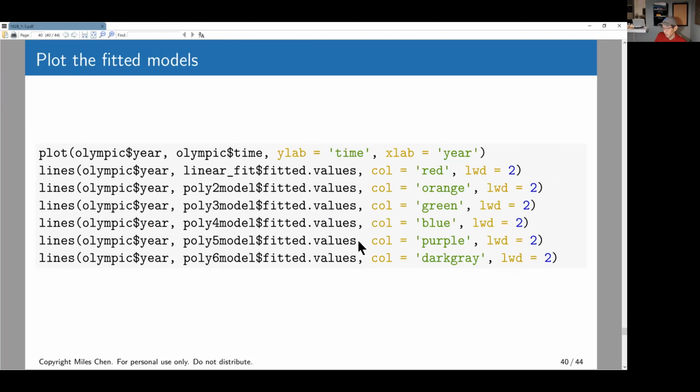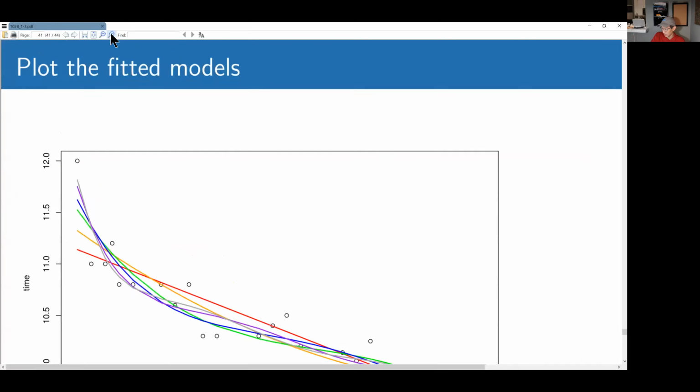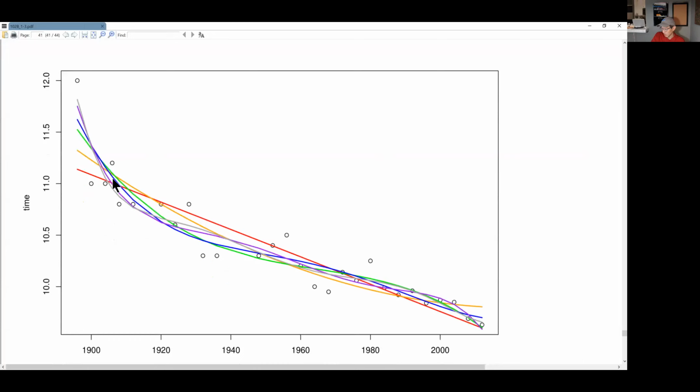And here I'm going to take the fitted values and plot them in different colors. Okay, so we have the original values as dots, and then the linear model will be red, the quadratic model will be orange, cubic will be green, fourth order will be blue, fifth order will be purple, and the sixth order will be dark gray. And this is the resulting fit. And so let me just zoom in here. All right, so we can see the linear model is red, and then we've got a quadratic in orange, and a third order in green, fourth order in blue, fifth and sixth order in purple and gray.